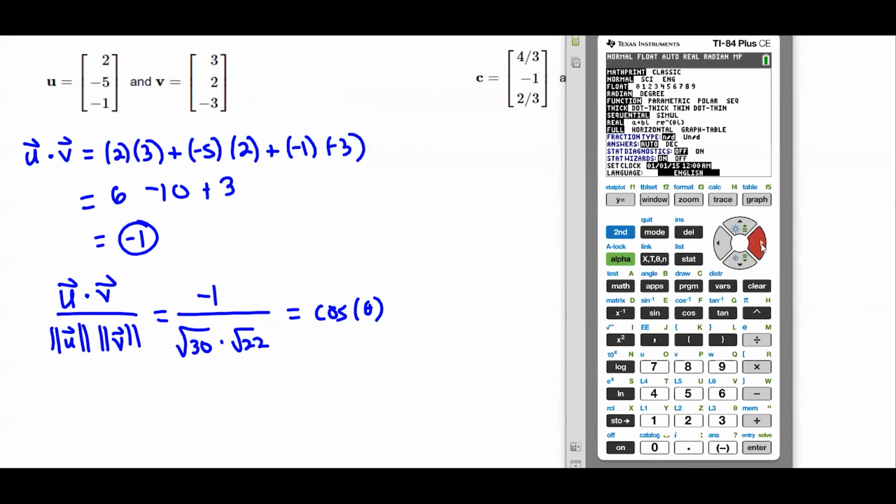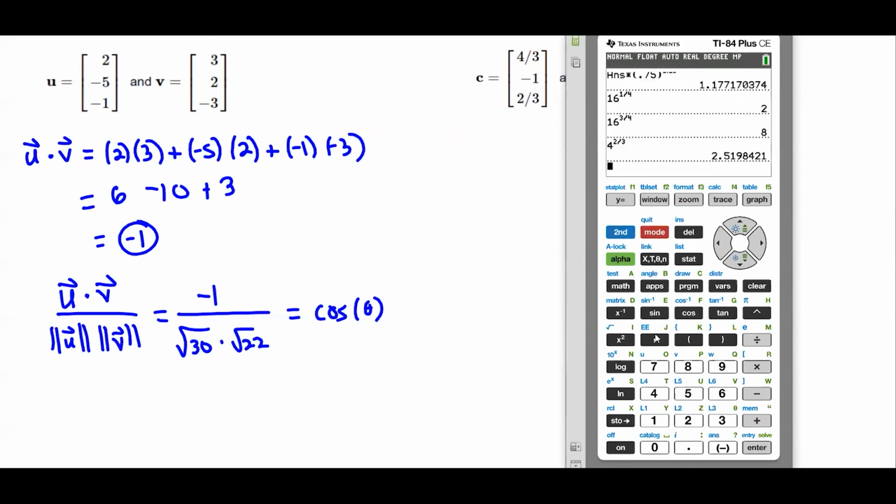I'm going to change this to degrees. I'm going to say cosine inverse of -1 divided by the square root of 30 times 22. You can put those together like that. If you multiply two square roots, you can multiply what's inside and keep it under the square root. So this is 92 degrees.